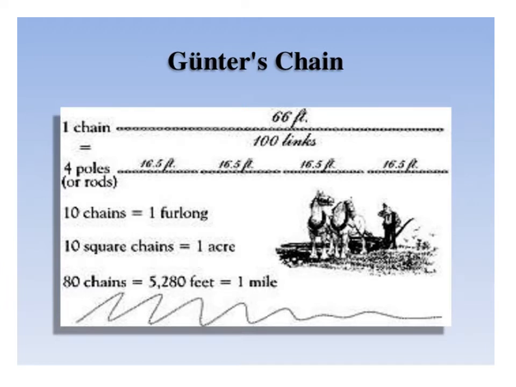Here in this slide, other relationships with Gunter's chain are given. 1 Gunter's chain is equal to 66 feet and 1 chain carries 100 links. Similarly, 1 Gunter's chain equals 4 poles and the length of 1 pole equals 16.5 feet. 10 chains equal 1 furlong, 10 square chains equal 1 acre, and 80 chains equal 5280 feet, which is equal to 1 mile.